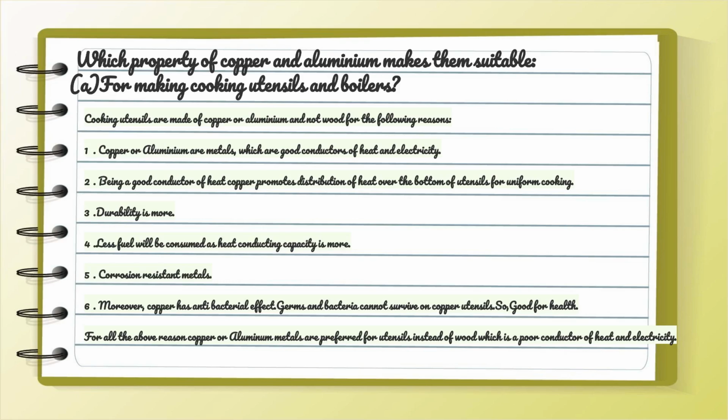5. Corrosion-resistant metals. 6. Moreover, copper has antibacterial effect. Germs and bacteria cannot survive on copper utensils. So, good for health. For all the above reasons, copper or aluminum metals are preferred for utensils instead of wood, which is a poor conductor of heat and electricity.